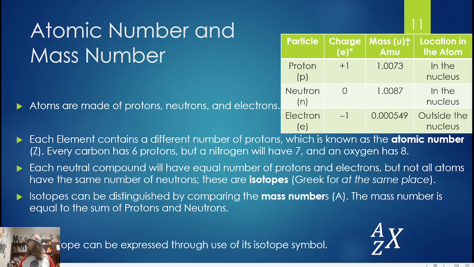Now, if you look at the periodic table, the mass number is the one that will show on the bottom of the table. So they've switched places on the periodic table, but when we're writing this, the mass number goes as a superscript and the atomic number goes as the subscript.